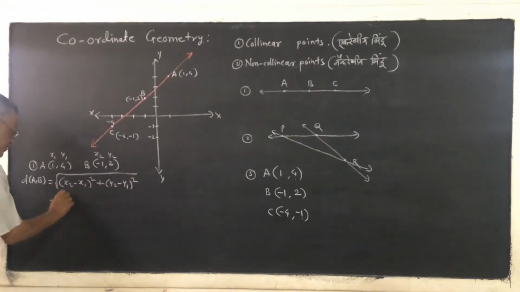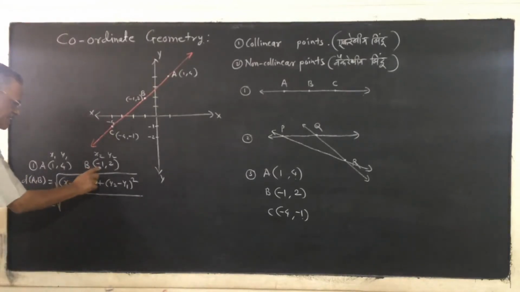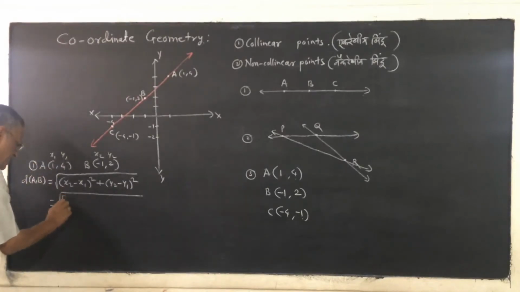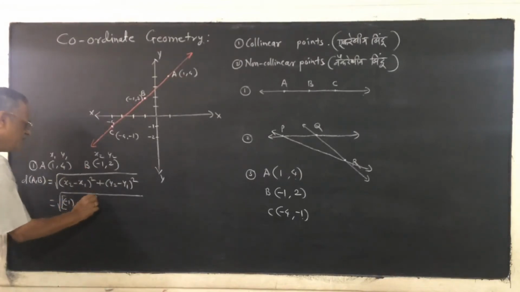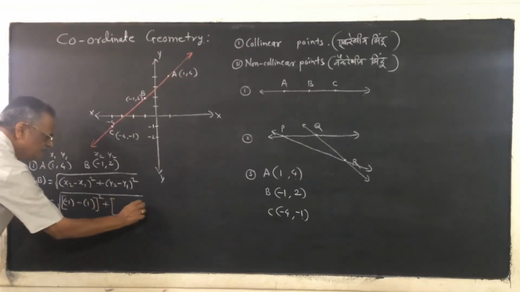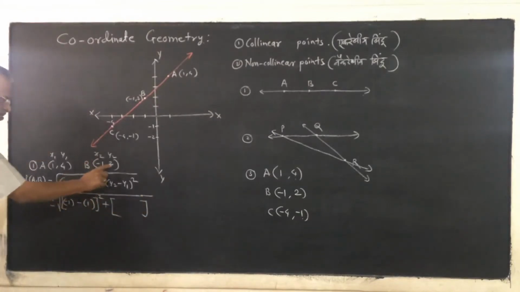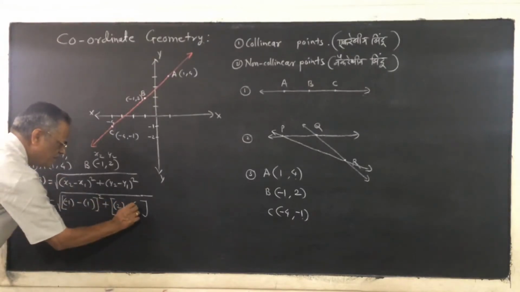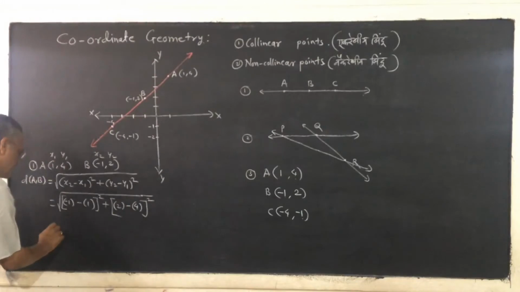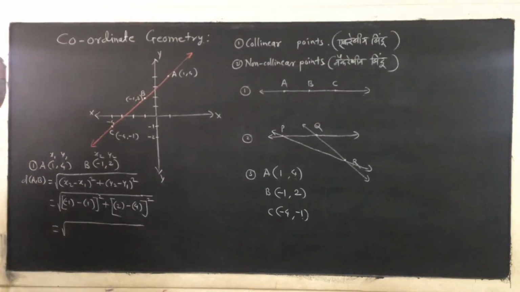Then substitute the values properly. What is this? -1 minus 1, so (-1 - 1) bracket square plus what is that? y2 is 2 minus 4, bracket square. By using the distance formula, -1 -1 is -2, and you can square the number.